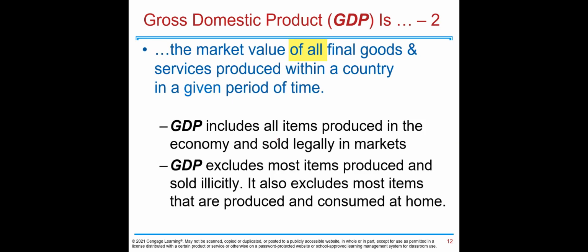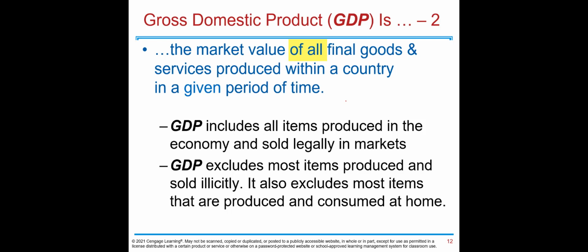Given this, for instance, if you make a soup for your friend and then ask your friend to come over, the soup that you make, the value of the soup is not included in the GDP. But if you actually buy the soup and take it to your friend's home, then the value of soup is included in the GDP. So anything that you made at home is not included in the GDP, but everything you buy and have a market value are included in the GDP.